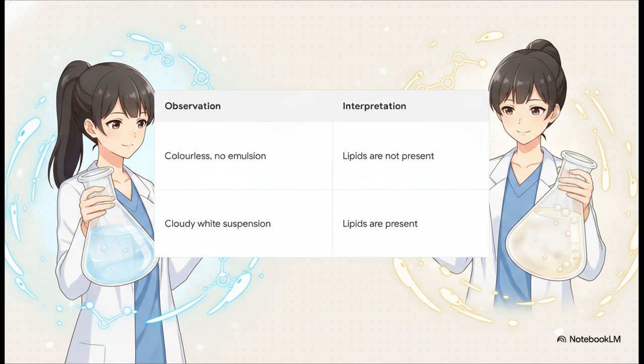Take the emulsion test. If you mix an oil drop with a little water, a distinct, cloudy white layer of suspended fat globules forms at the top of the solution. If the solution stays completely colorless, well, you don't have lipids. It's a really simple, visual confirmation right there in the test tube.